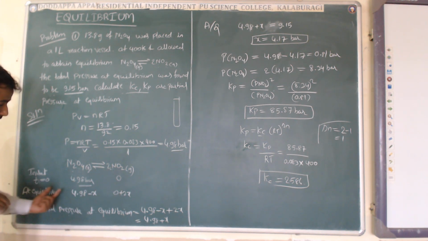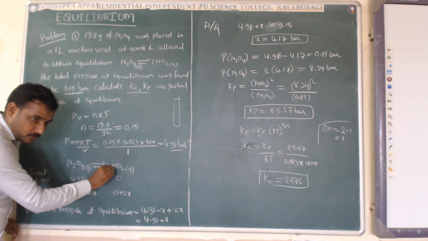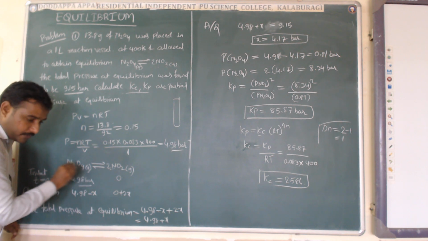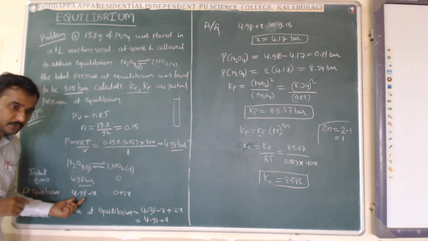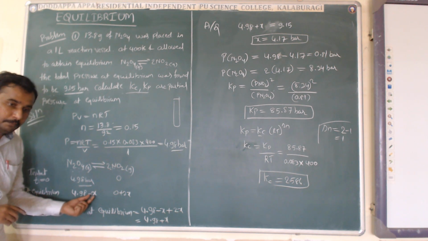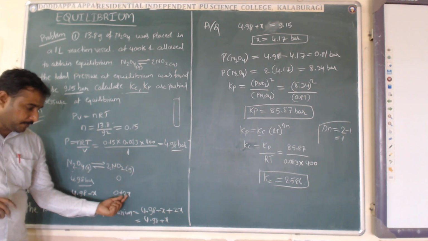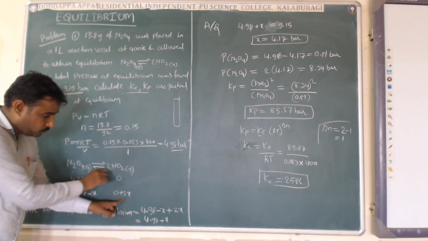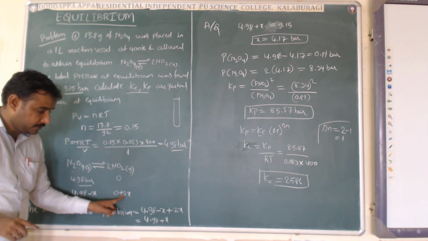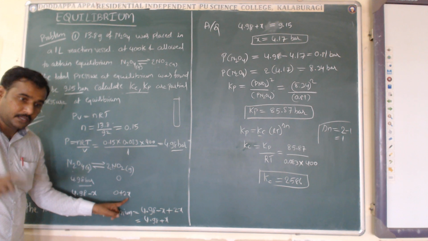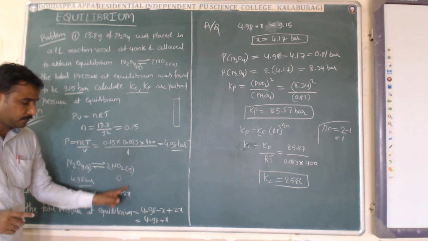Next, at equilibrium, what happens? N2O4 is converted into NO2, and NO2 is also converted to N2O4. So the pressure of N2O4 will be reduced, so I have taken minus x, meaning that much pressure is reduced. For the product, 0 plus 2x, where 2 is the number of moles. Twice the pressure will increase on the product side.